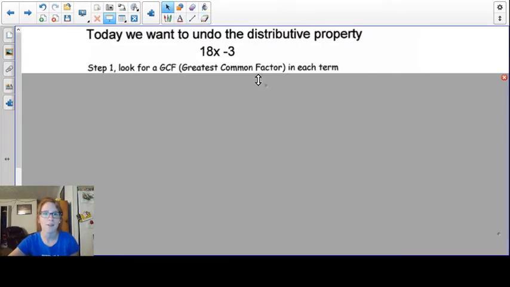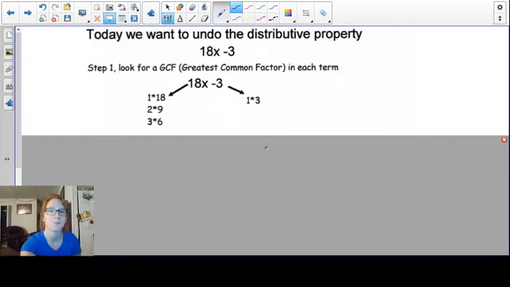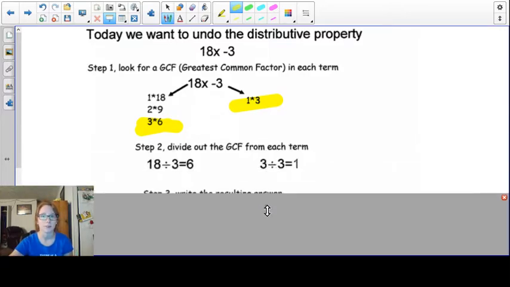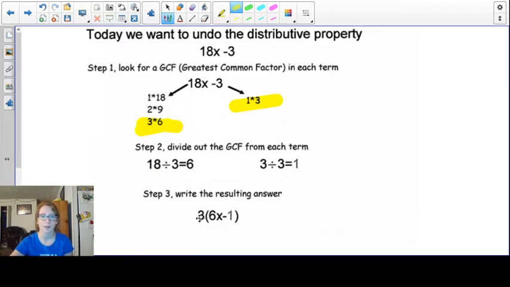So you're probably wondering how we do that. What we do first is look for the greatest common factor, or the GCF. So we look to see what can be divided into all of your terms. Let me get my highlighter pen going here. So we see when we divide into these numbers that the only number that goes into both 18 and 30 is 3. Okay. Step 2, divide that out from each term. So 18 divided by 3 is 6, 30 divided by 3 is 10. And then write the resulting answer. So whatever I divided out came up front, and what was left stayed inside the parentheses.